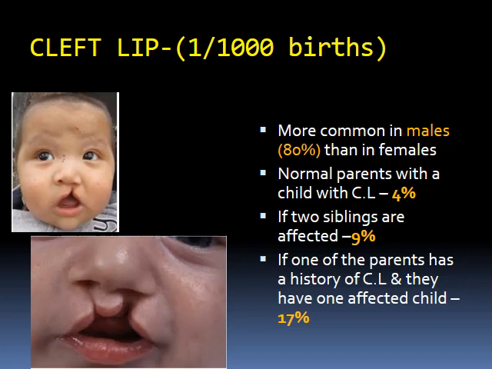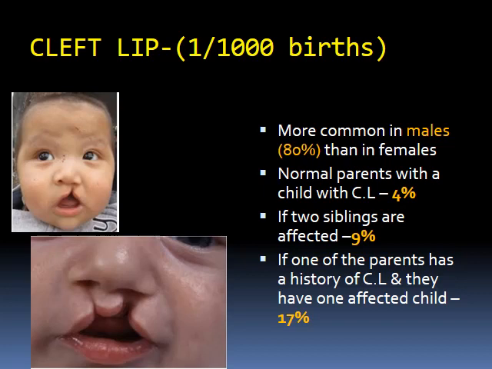Now coming to cleft lip, it is common as compared to the cleft palate. It occurs in 1 per 1000 births. It is more common in males than in females. The picture 1 is showing unilateral cleft lip, and if you look at the picture below, this is bilateral cleft lip, where the philtrum is in the middle, which is normally formed, but the maxillary processes have failed to fuse with the philtrum to form a continuous upper lip.